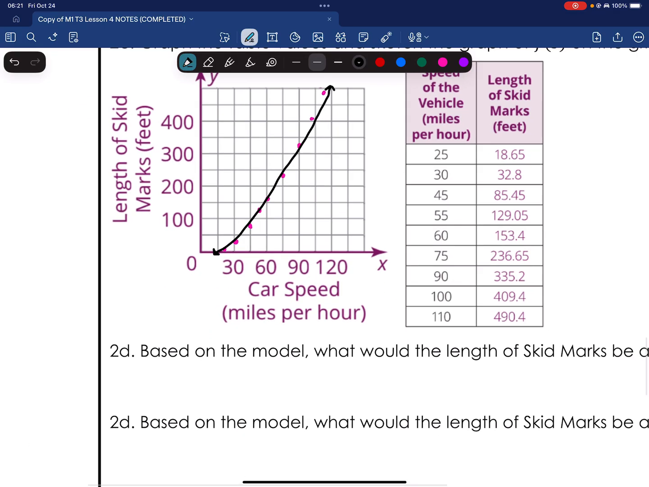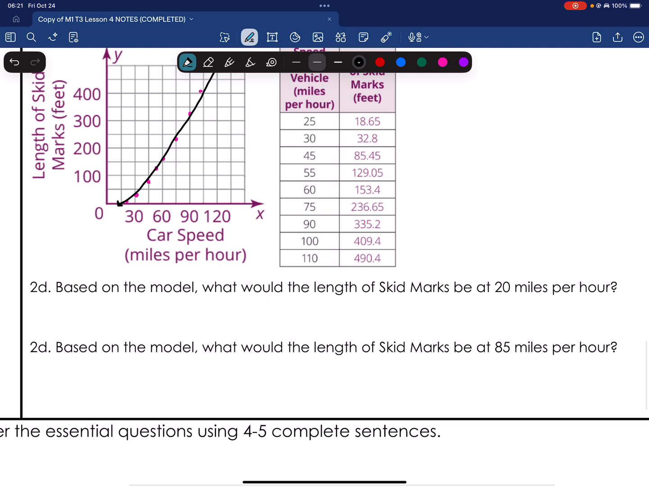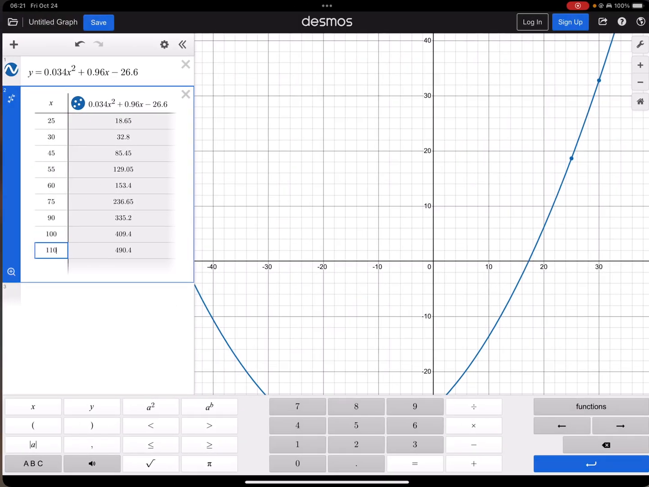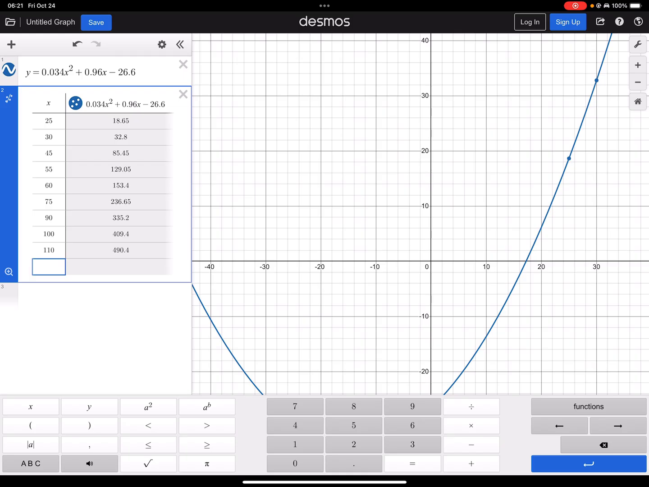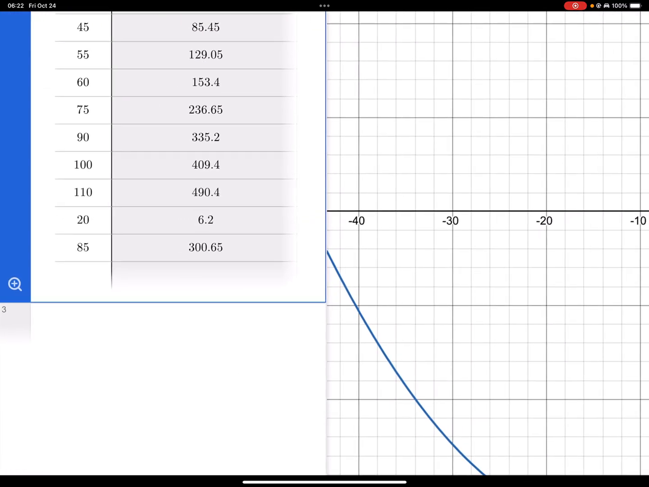Okay? Now, last two questions. Based on the model, what would the length of the skid marks be at 20 miles per hour and at 85 miles per hour? So this is where we're going to use that table. These are both x values or input values. So all we're going to do is add those to our table. So we can type in 20 here, and we can type in 85 here. And those would be our answers.